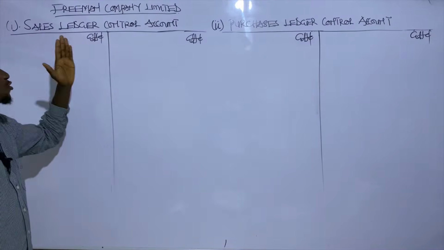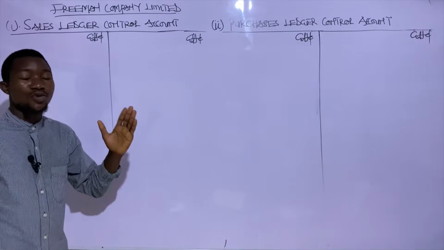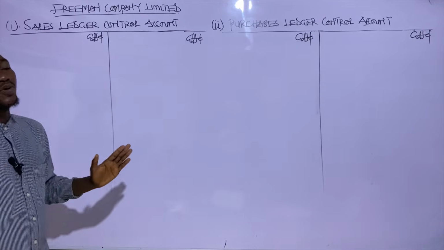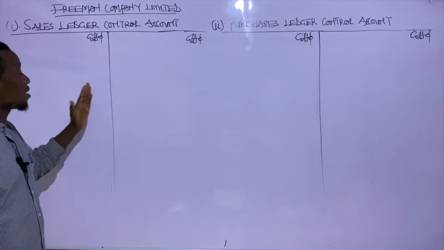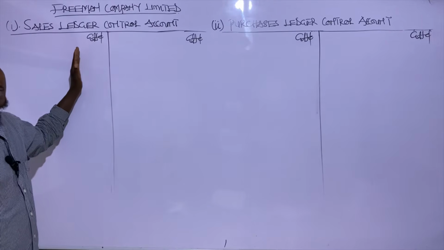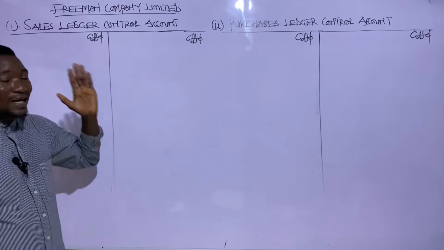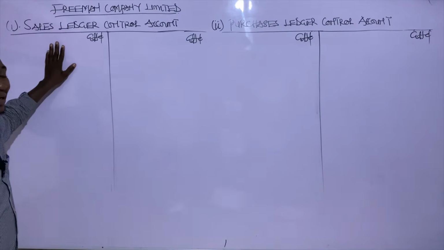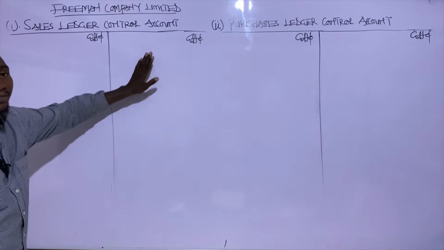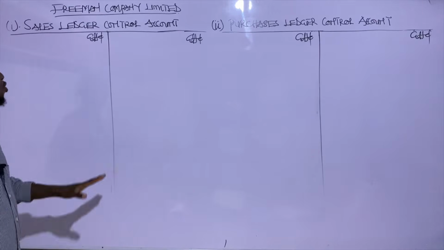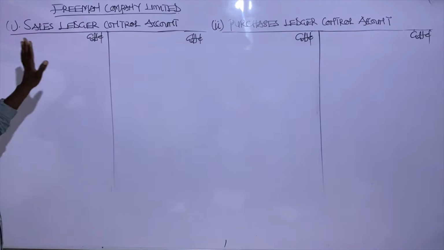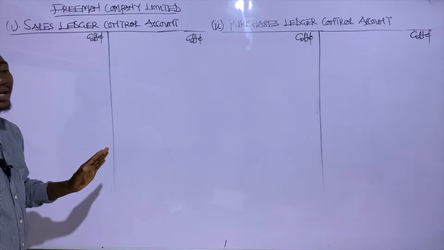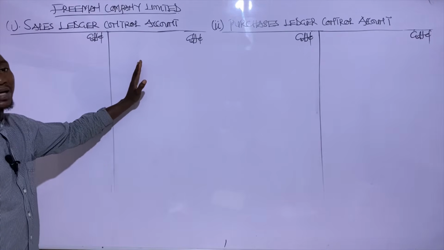This sales ledger control account is also known as the total debtors control account. So it functions the same as the debtors account. Debtors has a natural debit balance, so it increases at the debit side and decreases at the credit side. Any item that will increase the debtors balance will be debited to this account, and any item that will reduce the debtors balance should be credited to this account.